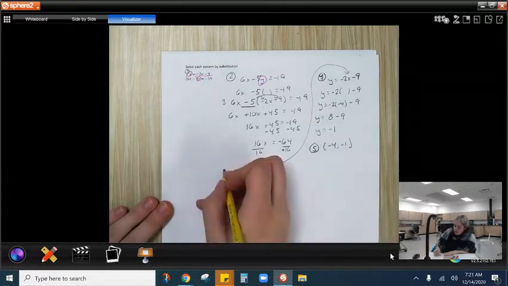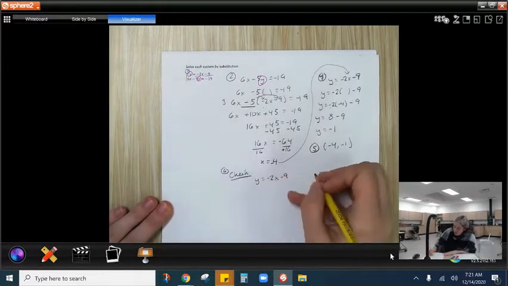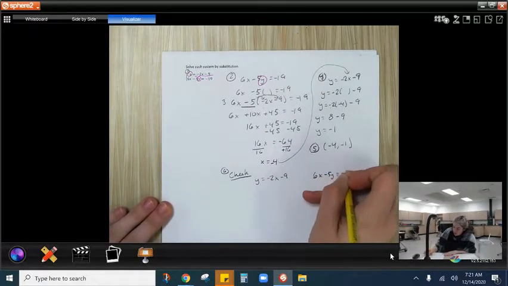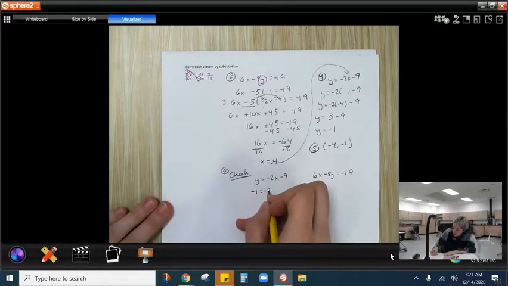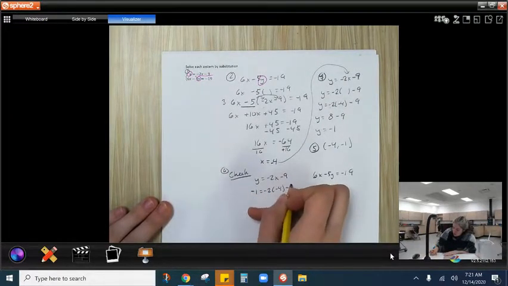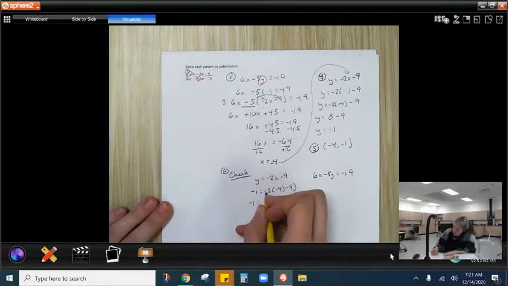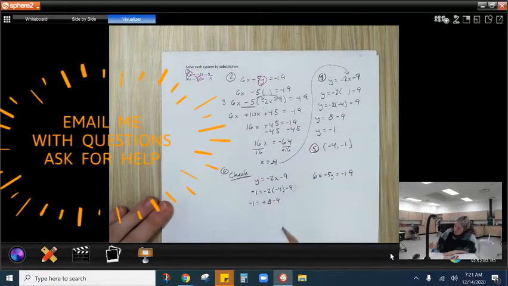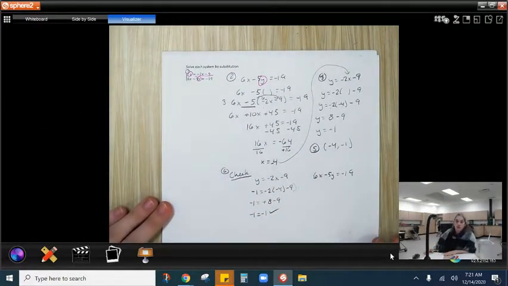So here's my check. We've got y equals negative 2x minus 9 and 6x minus 5y equals negative 19. So we should have negative 1 equals negative 2 times negative 4 minus 9. Negative times negative is a positive, so we get positive 8 minus 9, which is negative 1. Does negative 1 equal negative 1? Yes, so that one works.